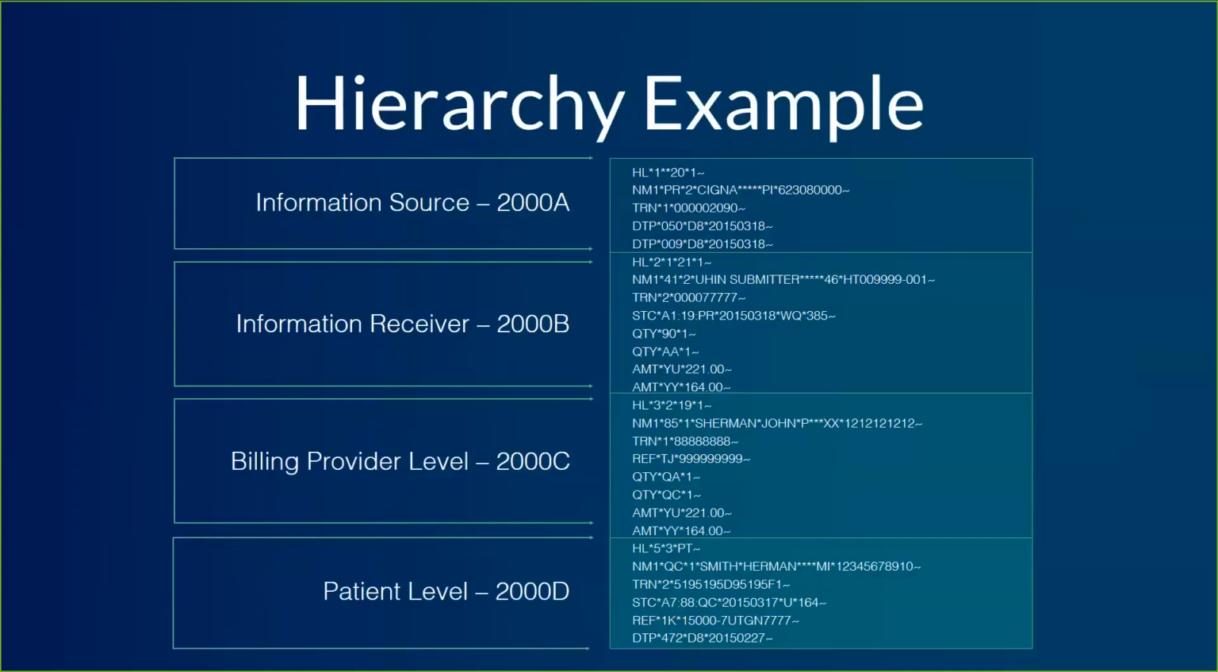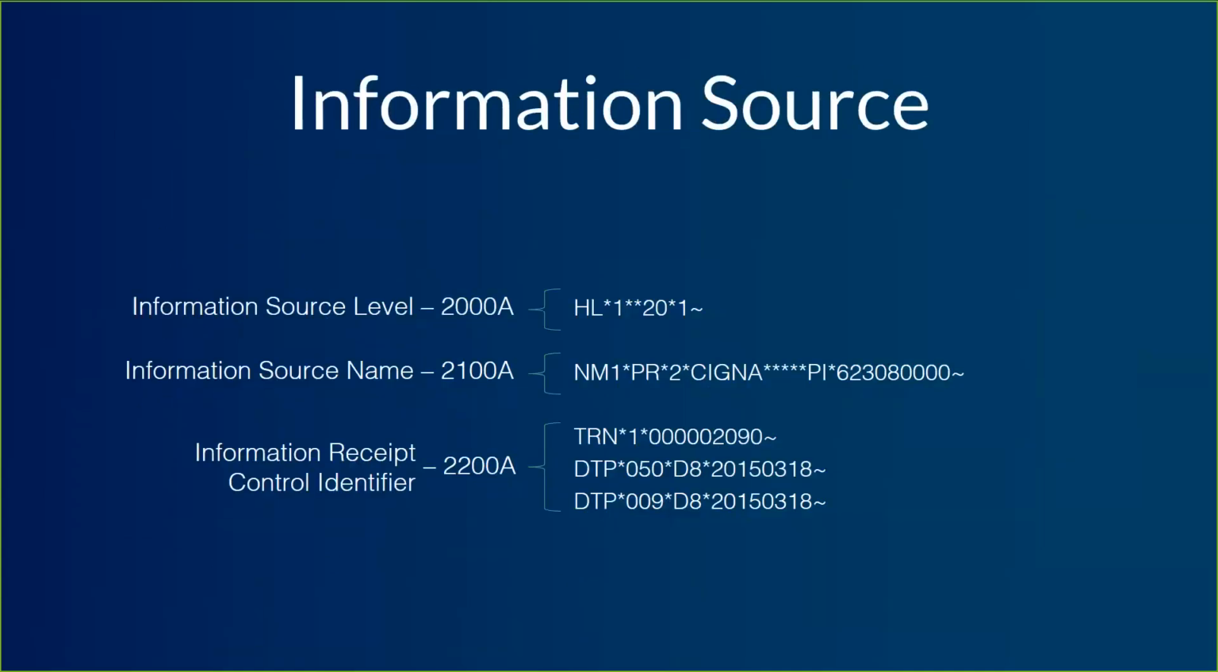So let's take a look at the information source. Now the first thing I want to point out here is that all of this stuff on the screen is part of the same level. So this is where we start getting into that hierarchical level stuff that I introduced at the very beginning of this webinar. The hierarchical level begins with this first loop, this 2000A, which is an HL segment. The HL stands for hierarchical level. So when you're looking at raw data and you need to find where a level begins, look for the HL segment. And they're all numbered, so you can tell how many levels there are in a transaction. This is the first level, as we can see from the number after the HL.